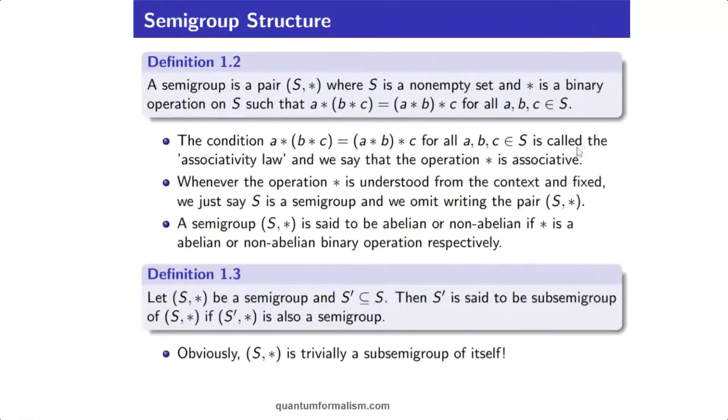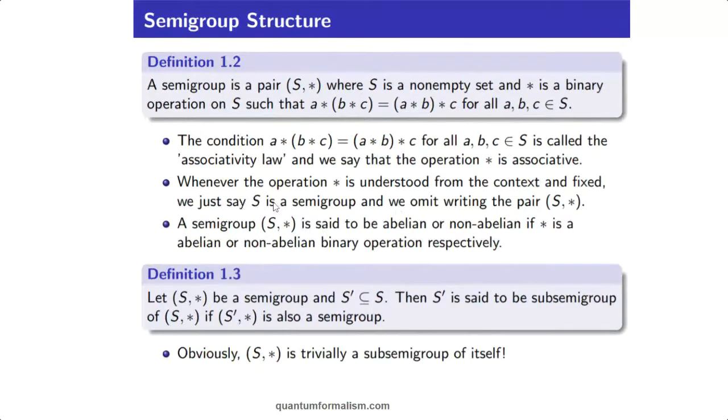Another thing, just like in the topology section, we always have a pair where we have the underlying set, and then we have the topology. In here also we'll have the underlying set, and then in this case we have the binary operation. Whenever the binary operation is understood, there is no need to write this pair. We just say S and then call it a semigroup.